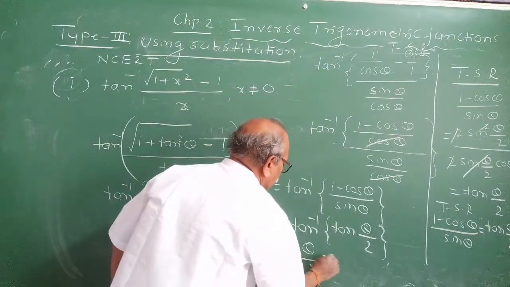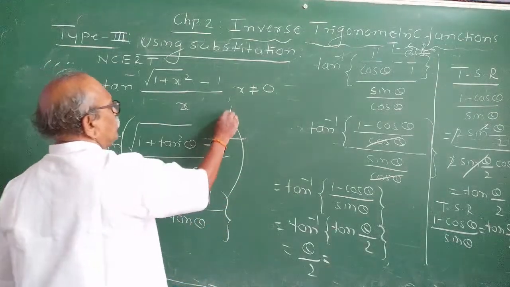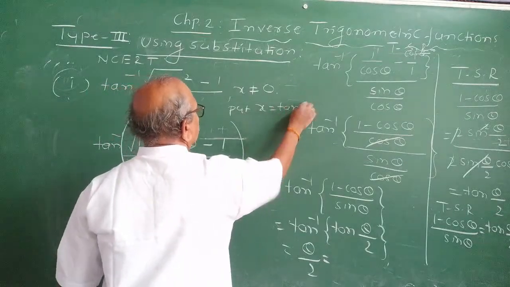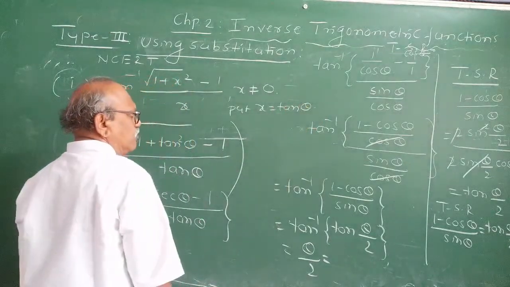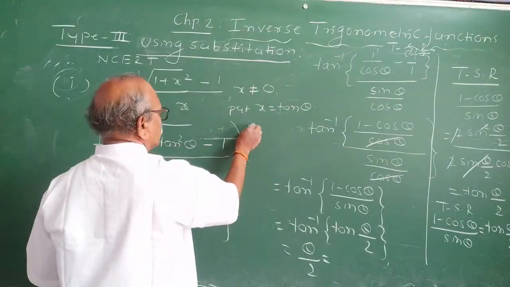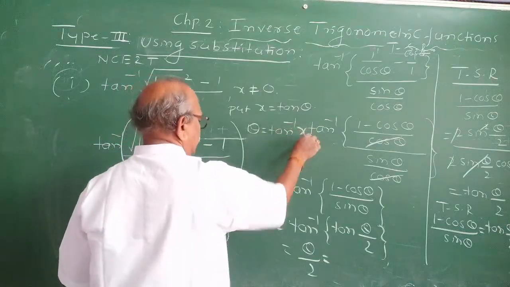But your answer should not be written in theta by 2. What is your assumption? Put x is equal to tan theta. You have taken the restriction minus pi by 2 to plus pi by 2, therefore the inverse trigonometric function exists. Therefore, theta becomes what? Tan inverse x.